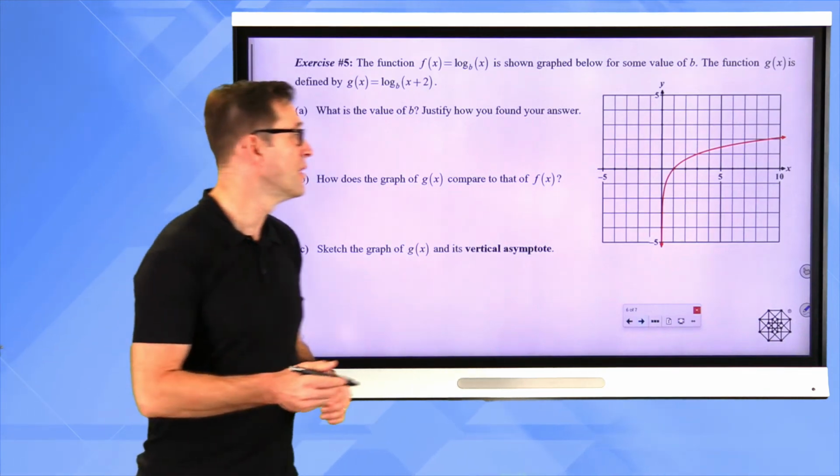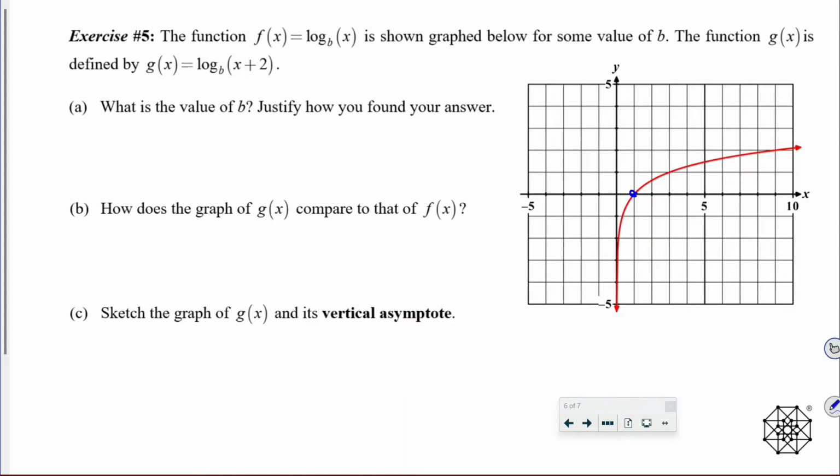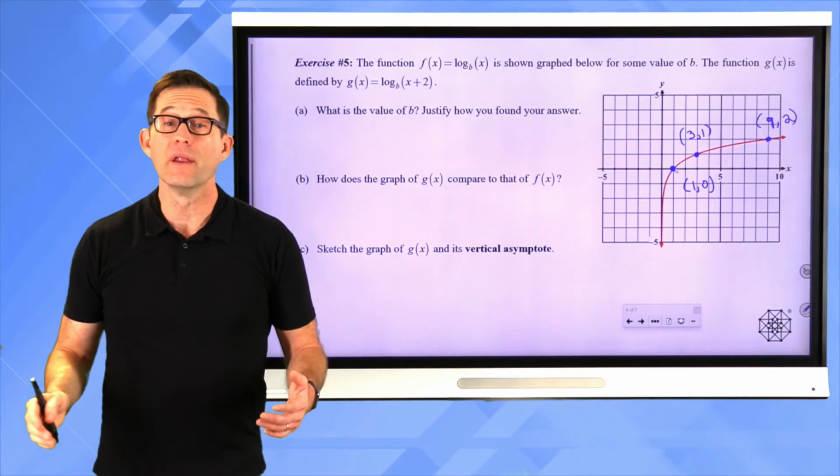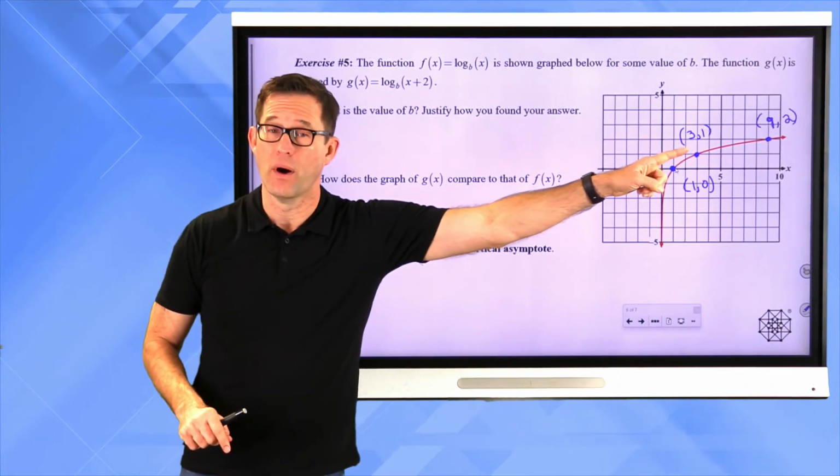All right, well note, there are some nice points on here. That one's nice, 1 comma 0. This one's very nice, 3 comma 1. This one's kind of nice, 9 comma 2. And 1 comma 0, but that one doesn't really help us very much. The one that really helps a lot is 3 comma 1, all right?